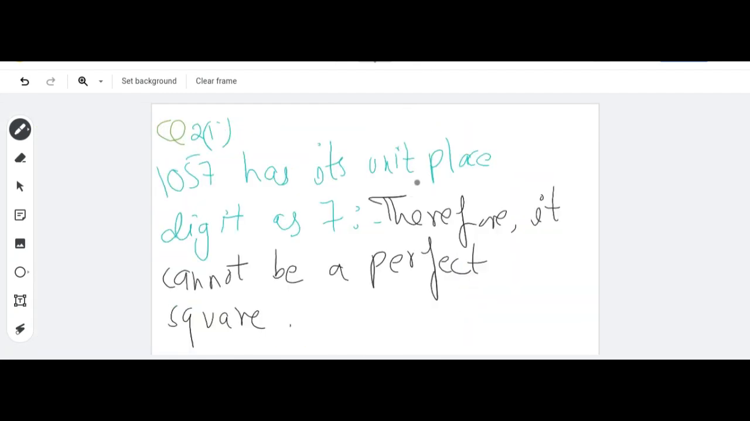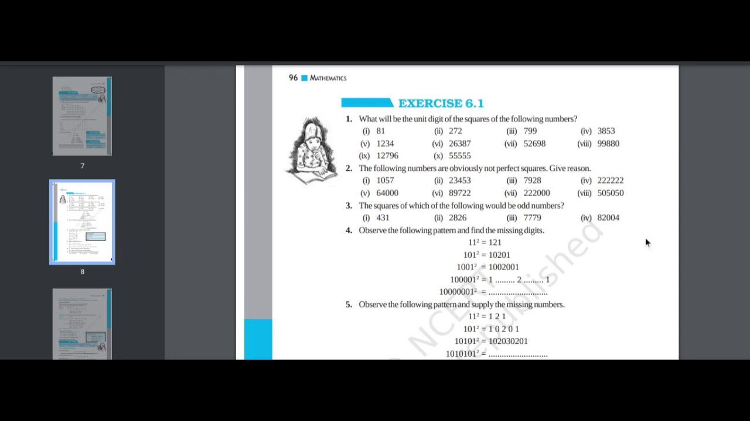Then you have to attempt all of the questions by this method. You have to write this number like this, and the digit is placed as, and then you have to tell it cannot be all of them or cannot be a perfect square. Understood? Okay, ma'am. Any question?